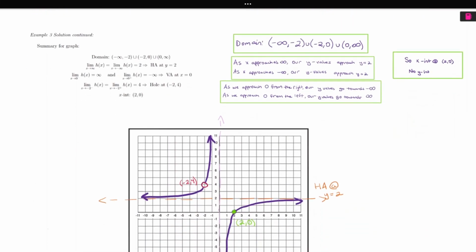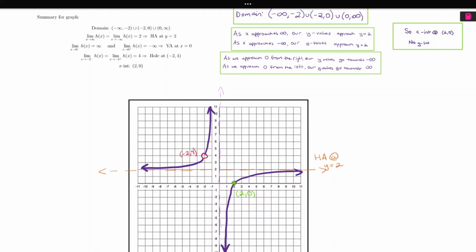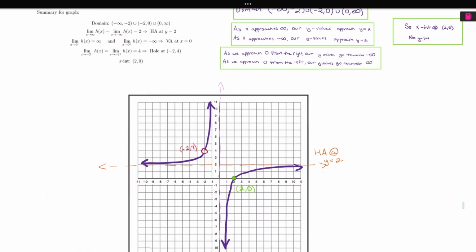Okay, and then bringing this all together, when we graphed it, first I graphed my x-intercept at 2, 0, and my hole at negative 2, negative 4. And then I just followed the limits and what I wrote. So as my x was approaching negative infinity, our y values are approaching y equals 2. And then as I approach 0 from the left, my y values go towards infinity. And then as I approach 0 from the right, my y values are going towards negative infinity. And as my x approaches infinity, my y values approach y equals 2.